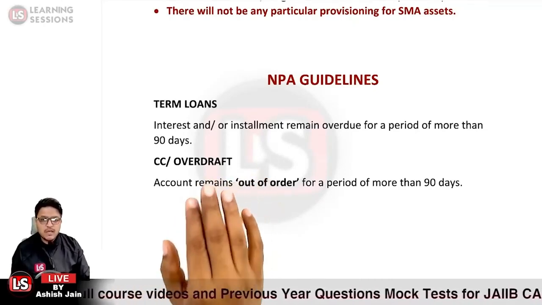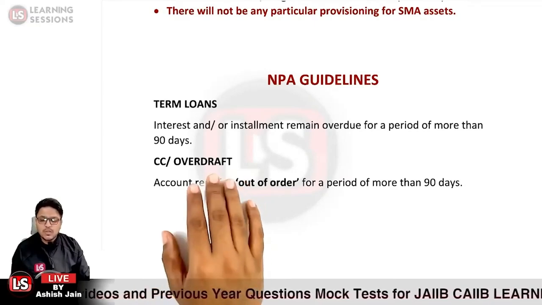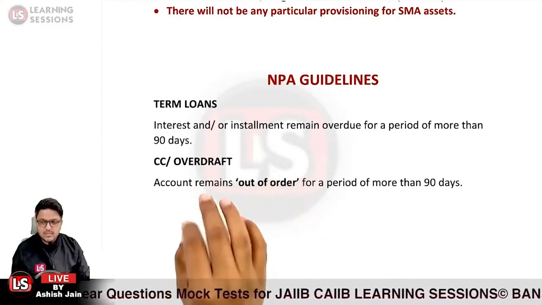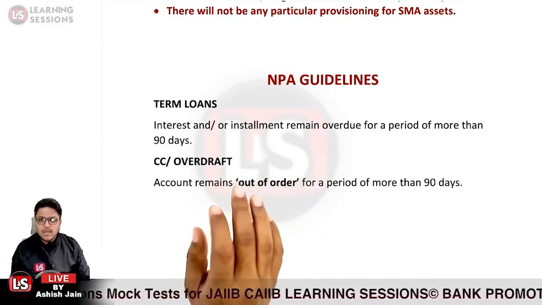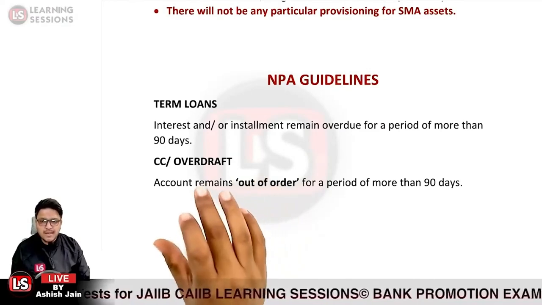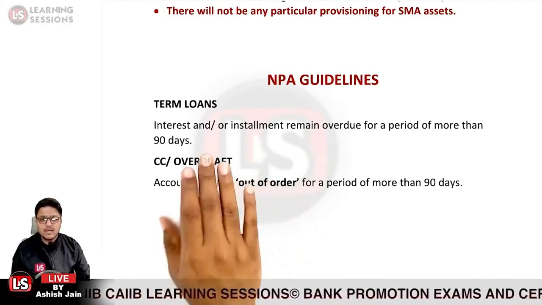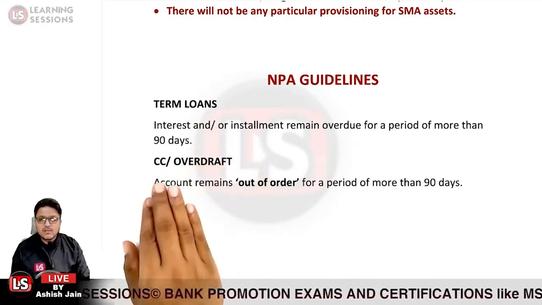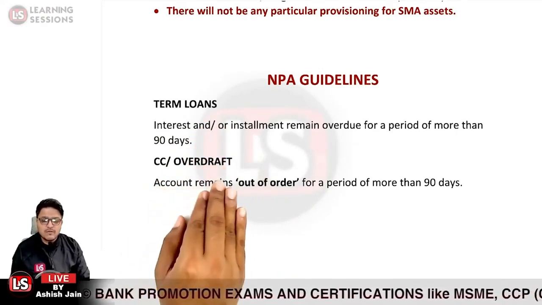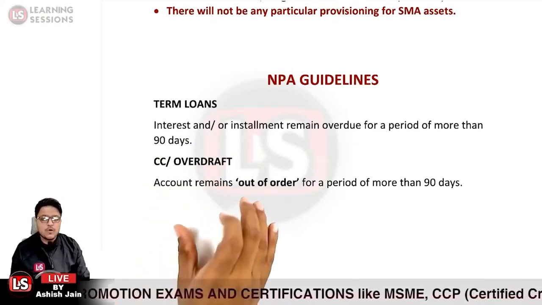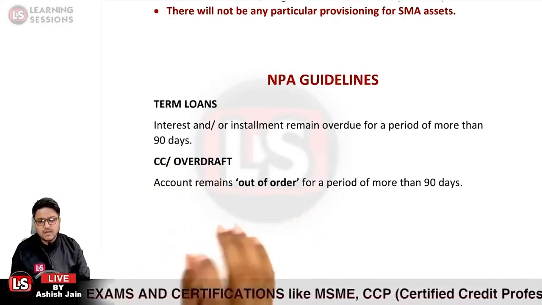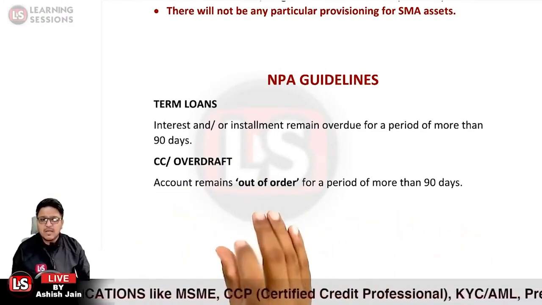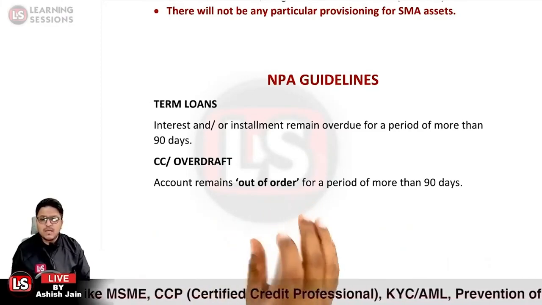Term loans. If the interest or the installment or both remains overdue for a period of more than 90 days, in that particular case the loan will be classified as a non-performing asset in the case of the term loan. In the case of CC, that is a cash credit or overdraft, if the account remains out of order for a period of more than 90 days, it will be classified under the non-performing asset category.